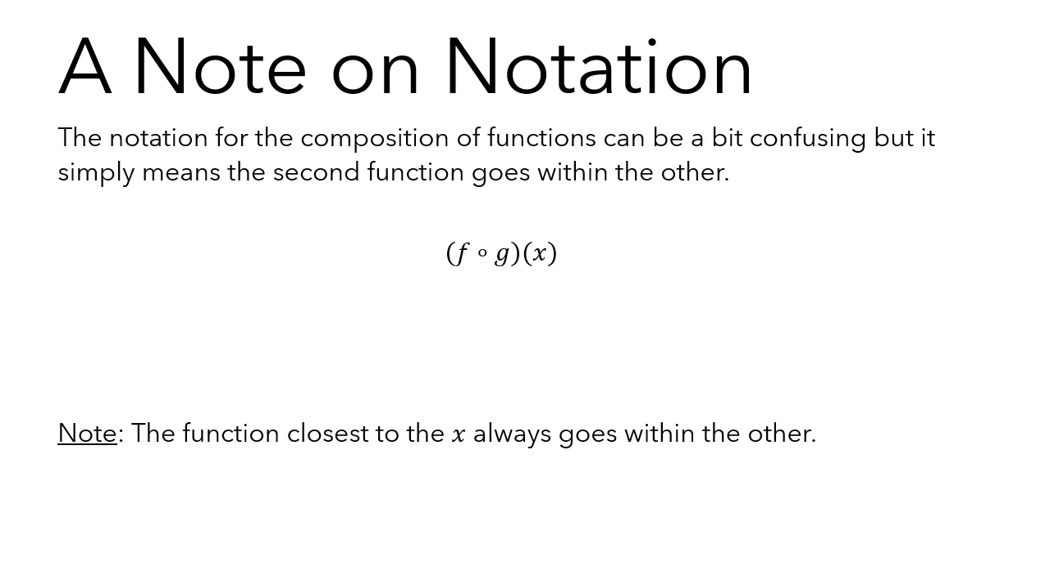So the notation for composition of functions can be a bit confusing, but it simply means the second function goes within the other. So the one closest to the x goes within the other one. So this would be f of g of x. It looks like you would want to do f first and then g, but actually you would do g of x first and then f. So it's backwards.